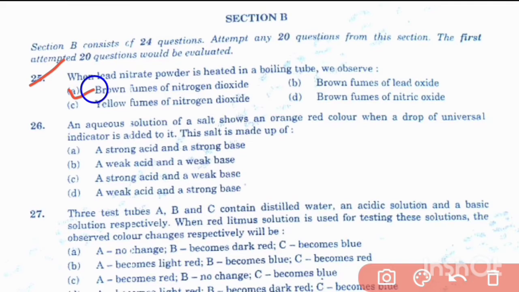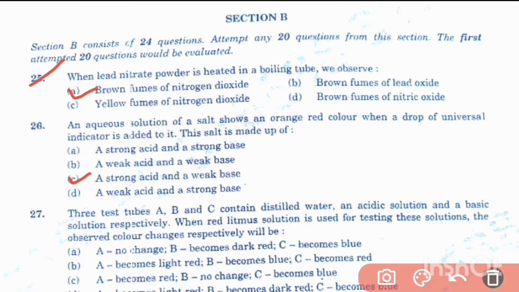Next question, that is question number 26. An aqueous solution of a salt shows an orange-red color when a drop of universal indicator is added to it. This salt is made up of: option A, a strong acid and a strong base. Option B, a weak acid and a weak base. Option C, a strong acid and a weak base. Option D, a weak acid and a strong base. So the correct option is a strong acid and a weak base.